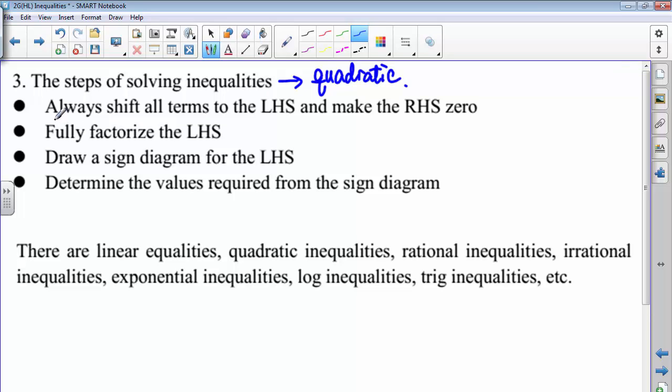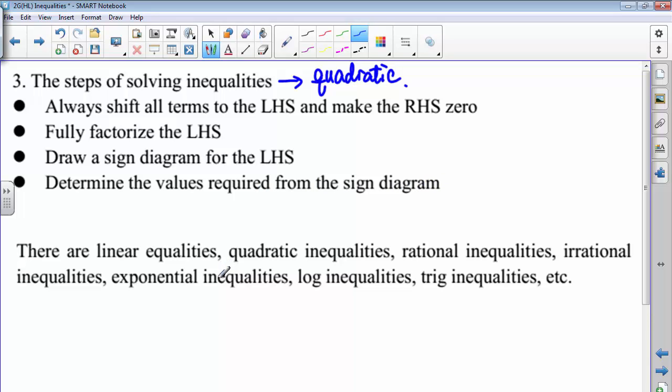So the first step is always move all terms to the left-hand side and make the right-hand side 0. Fully factorize the left-hand side. Then draw a Venn diagram for the left-hand side. Finally, determine the values required from the Venn diagram.